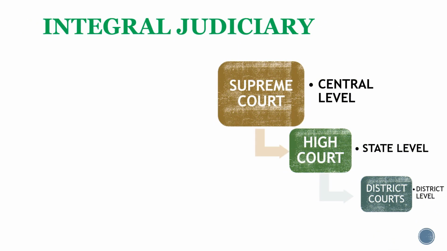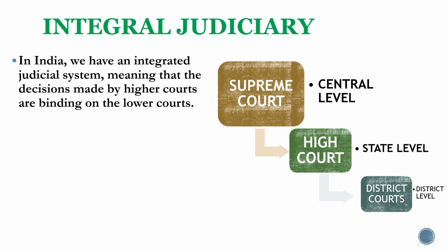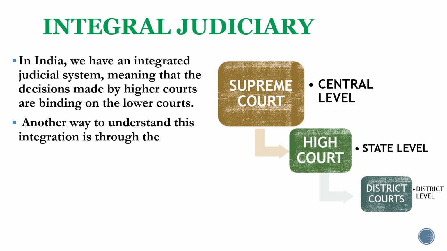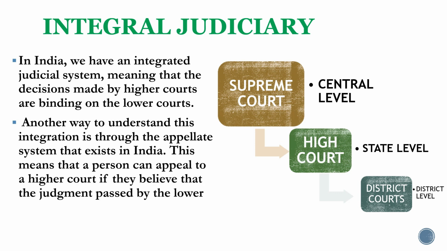Integrated judiciary. In India, we have an integrated judicial system, meaning that the decisions made by higher courts are binding on the lower courts. Another way to understand this integration is through the appellate system that exists in India. This means that a person can appeal to a higher court if they believe that the judgment passed by the lower court is not just.